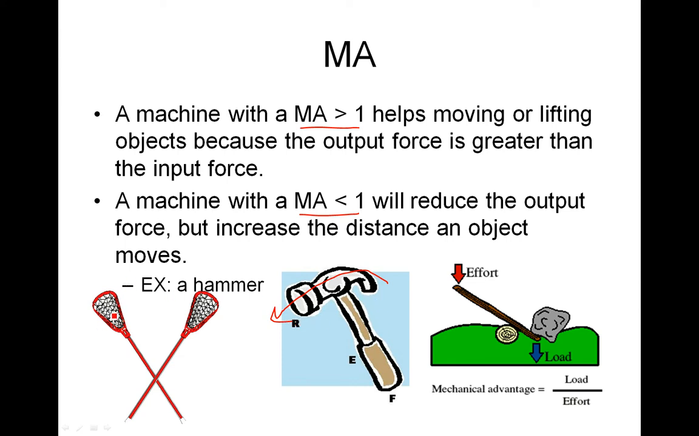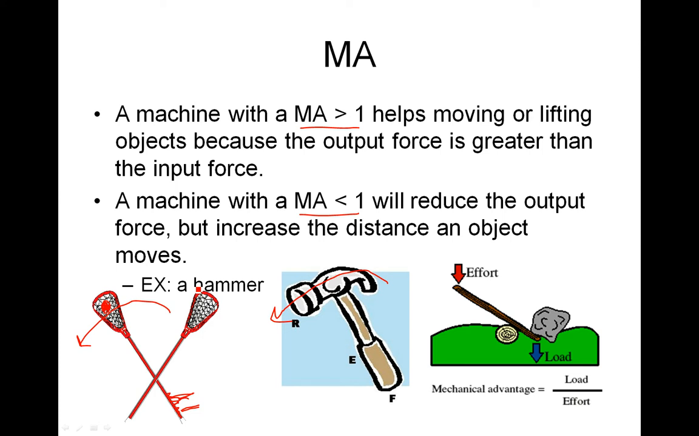A lacrosse stick is another good example of this. Your hands are down here somewhere. So you swing a little distance, but you get a ton of distance out. That's what you want because your ball doesn't weigh much. The little lacrosse ball doesn't weigh much, so you don't need to get a big force out. You get to swing it a long way and get a lot of momentum and throw it really fast.